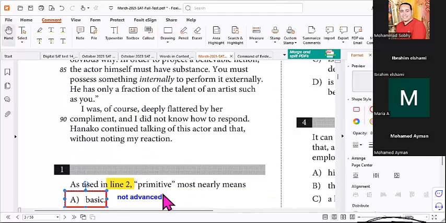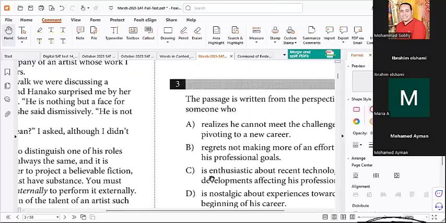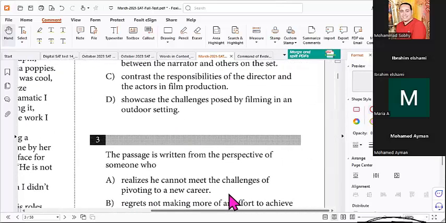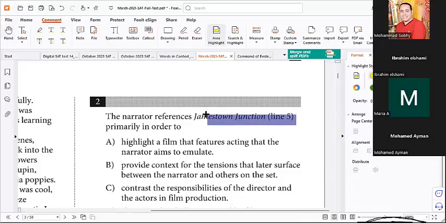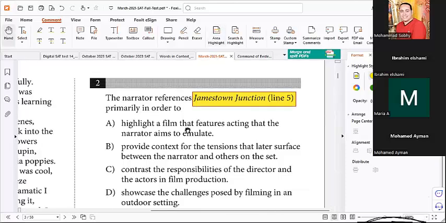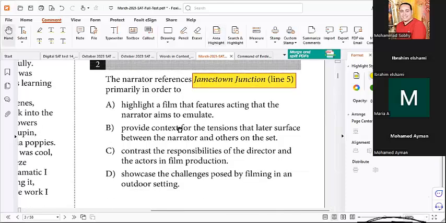Question number 2. Muhammad Ayman, answer question number 2, please. The narrator references Jamestown Junction in line number 5. So we need to go fast to line number 5, but primarily, in order to, first read the choices, please. Read the choices.